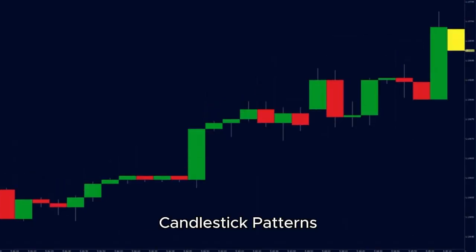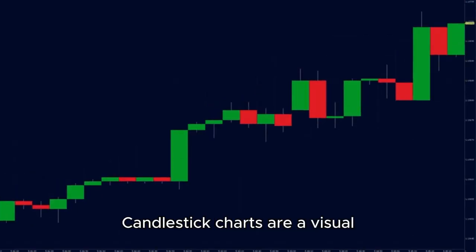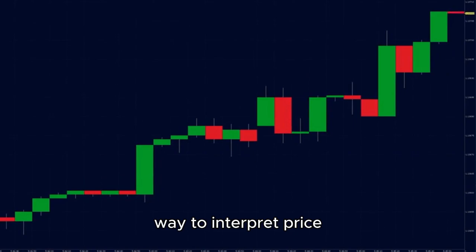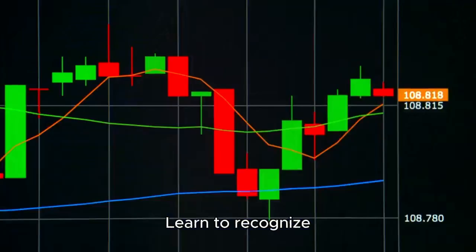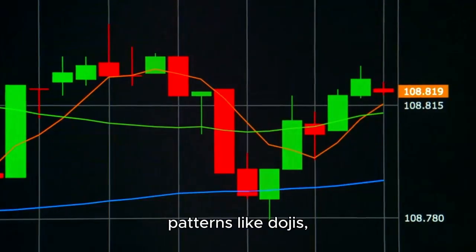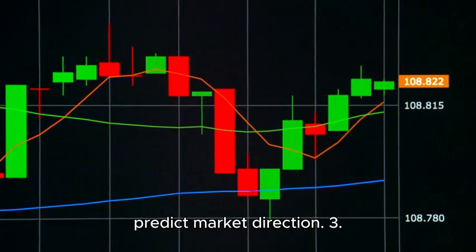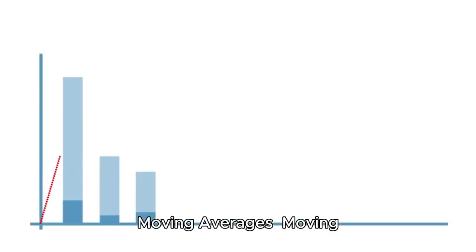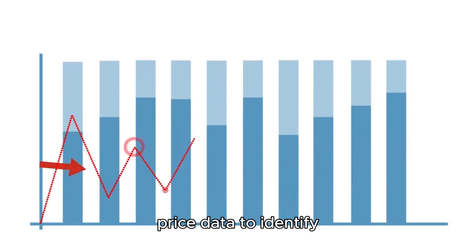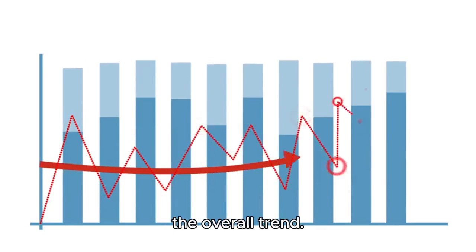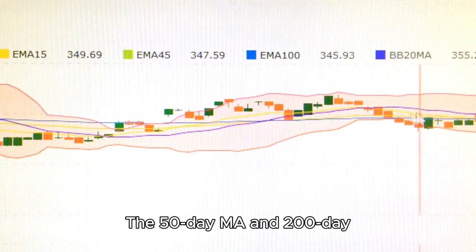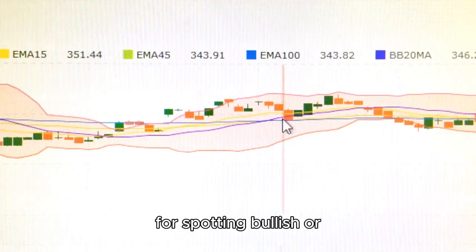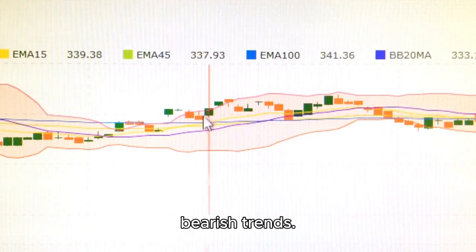2. Candlestick patterns. Candlestick charts are a visual way to interpret price movements over a specific time frame. Learn to recognize patterns like dojis, hammer candles, and engulfing patterns to predict market direction. 3. Moving averages. Moving averages smooth out price data to identify the overall trend. The 50-day EMA and 200-day EMA are popular indicators for spotting bullish or bearish trends.